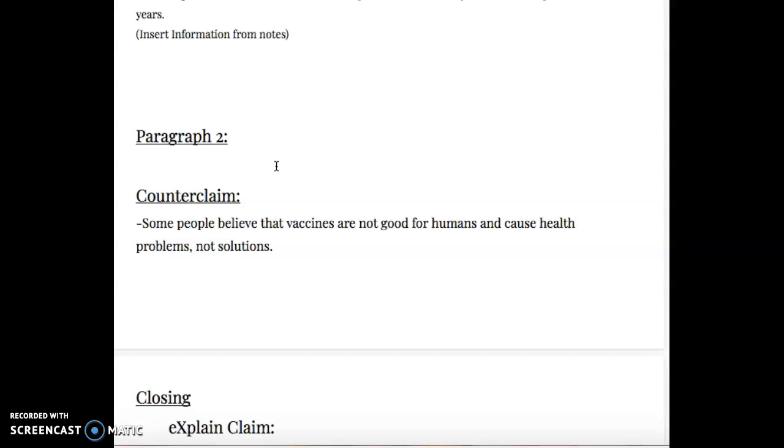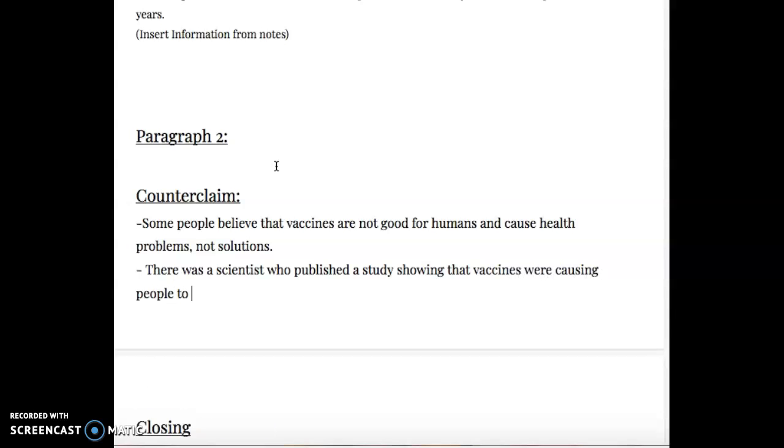The next thing you do, now that you've told the other side, is give just a little bit of information about that. Not that you agree with it, but you do have to give just a little. And I do mean a little information about that. So I might say there was a scientist who published a study showing that vaccines were causing people to develop autism. That's just that little teeny bit about why people might believe this.